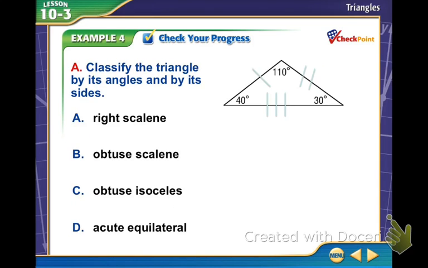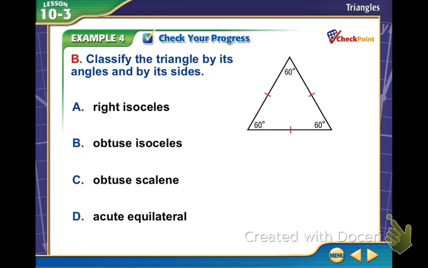Okay, pause the video and classify this triangle by both its angles and by its sides. Well, since there is one obtuse angle, it's automatically obtuse. And since none of the sides are congruent, it is scalene.